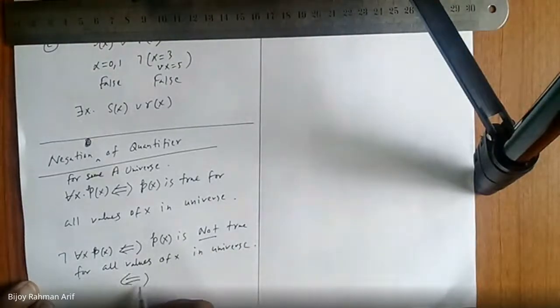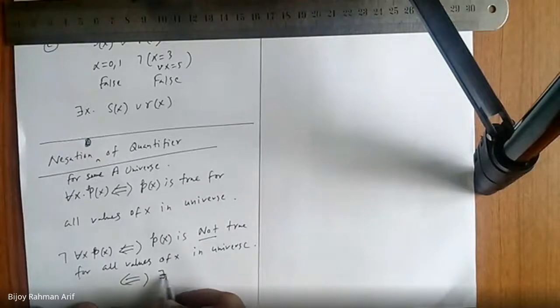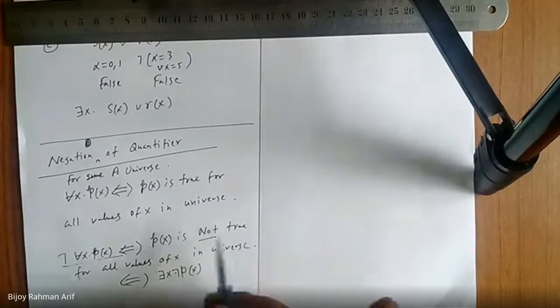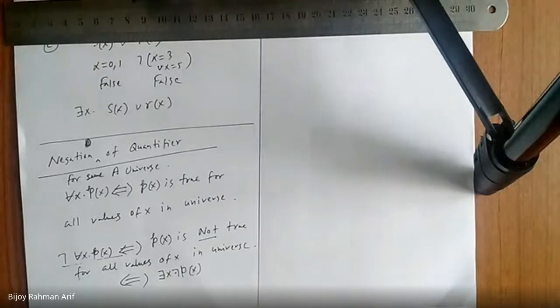Then how can you represent it using a quantifier? Tell me. How about this? Sum x, not Px. Are they equivalent? Yes, sir. So it means not all values, Px is true. Am I right or not? Not all values, Px is true. This is the meaning of this. Not all values, Px is true. So it is the same as saying there is some value for which Px is false. Am I right or not? Tell me.